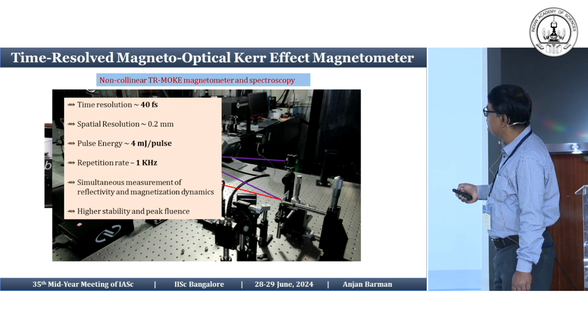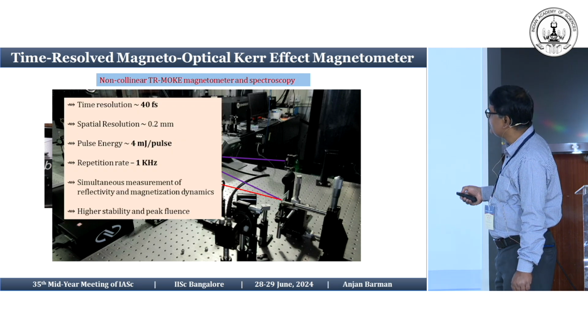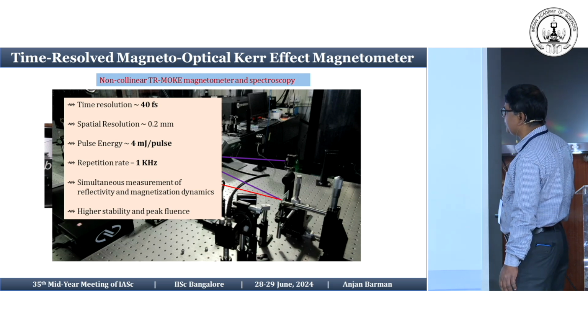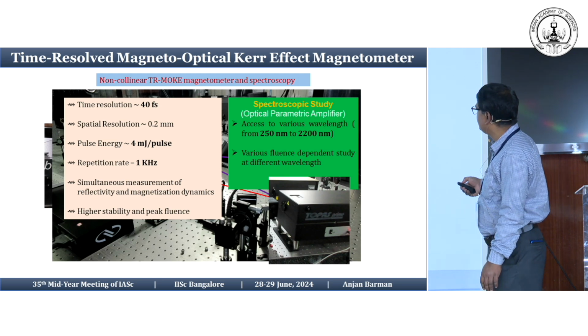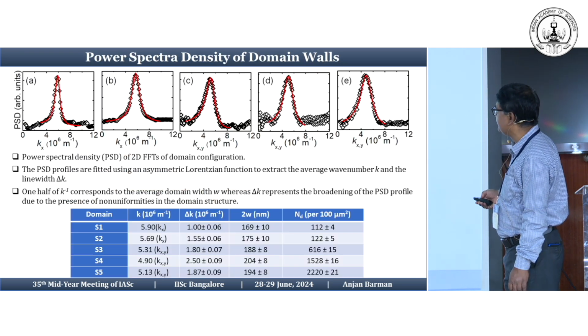It has a time resolution of 40 femtoseconds. Spatial resolution is not important here. It's about 200 micron, and the pulse energy and repetition rates are like that. And here we can also access various wavelengths from 250 nanometer to 2200 nanometer.